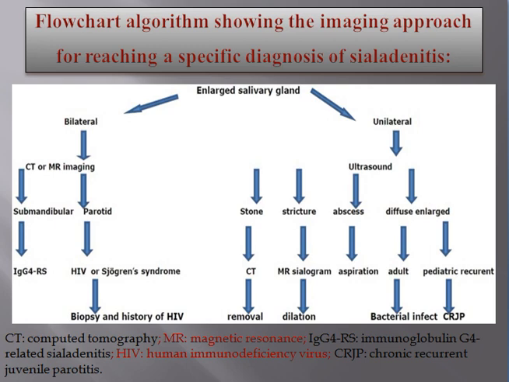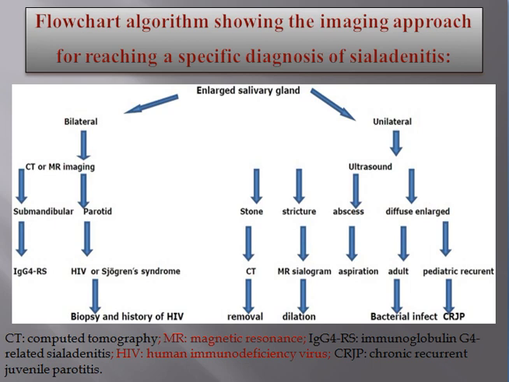Next, according to the result of this investigation, if ultrasound found that there is a stone, of course we can do, for example, X-ray or CT and then remove the stone. If there is a stricture, we can do MR sialogram in order to understand the reason or etiology of this stricture, and then dilation. It may be done by conservative methods or prescribing some drugs, or it can be done by surgery, for example. If it is found that there is abscess, of course, aspiration and surgery.